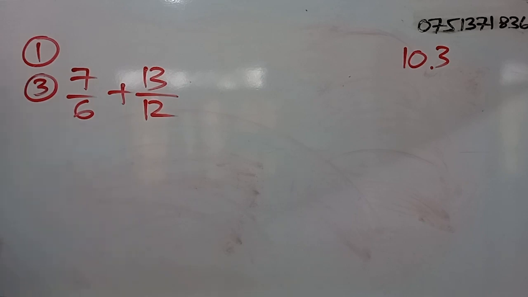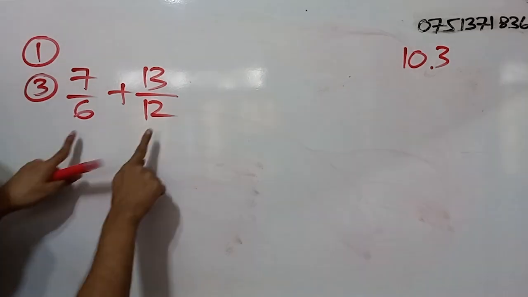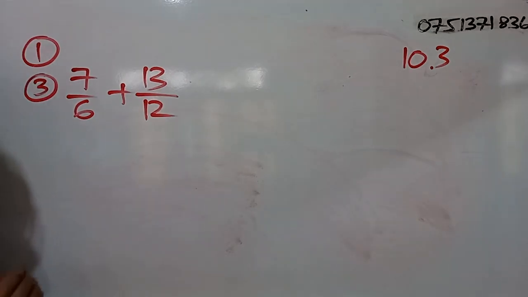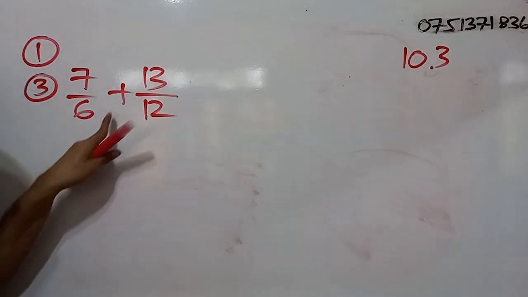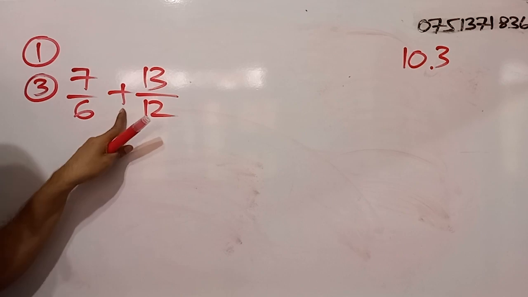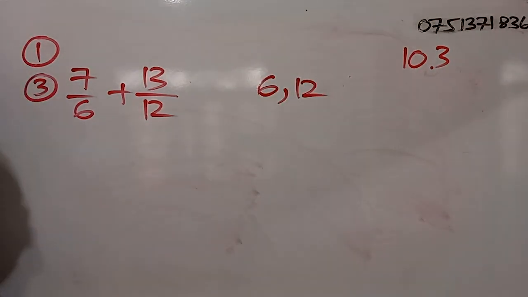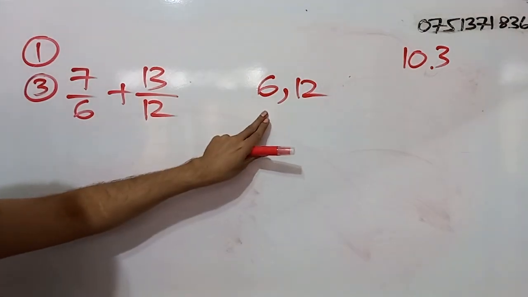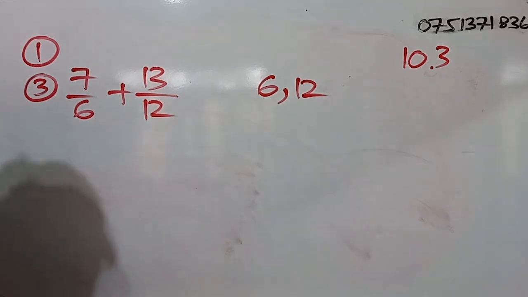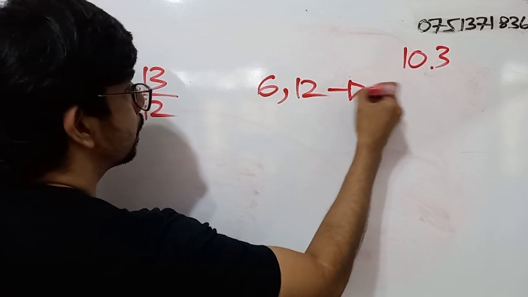Right. So, this is the third part. Here we have 2 fractions where the denominators are different, and we need to add them. So, what are the denominators? 6 and 12. The easiest way is to come up with the LCM, or least common multiple, of these 2 numbers. It will be 12 in this case.